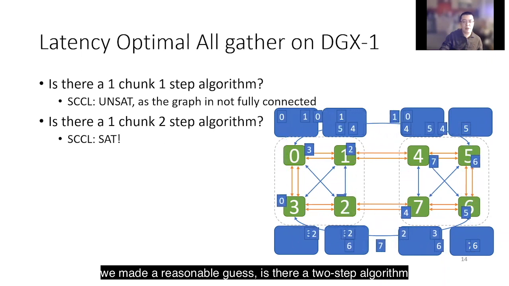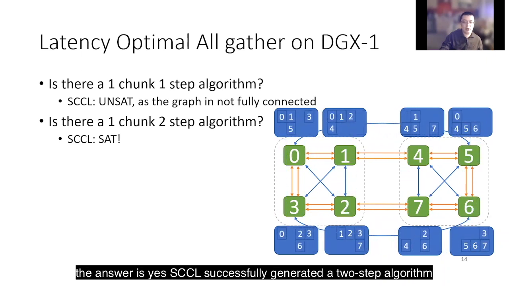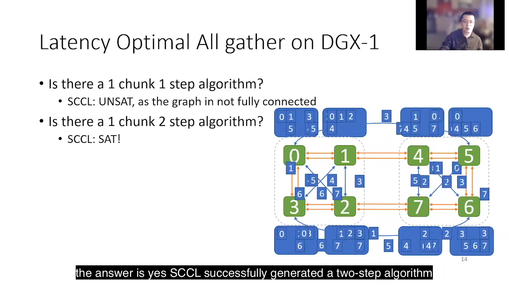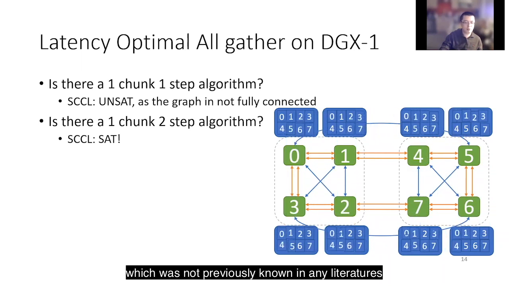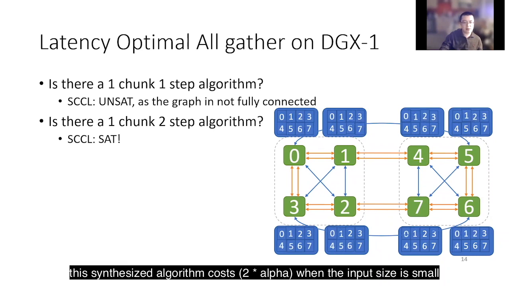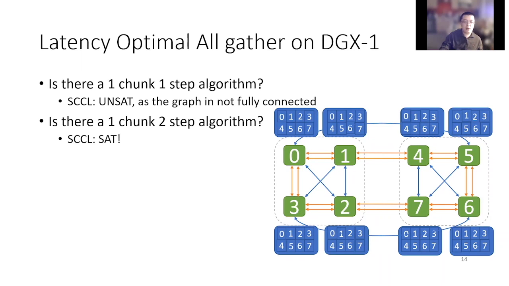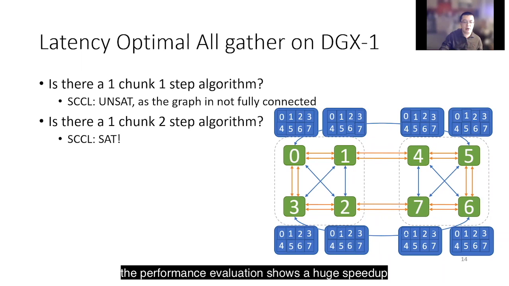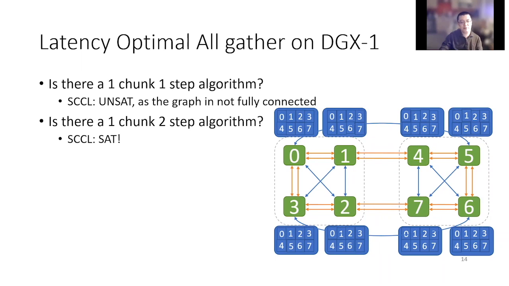Is there a 2-step algorithm? The answer is yes. SCCL successfully generated a 2-step algorithm, which was not previously known in any literature. This synthesized algorithm costs 2 alpha when the input size is small. The performance evaluation shows a huge speedup compared with NCCL's 7 alpha algorithm.